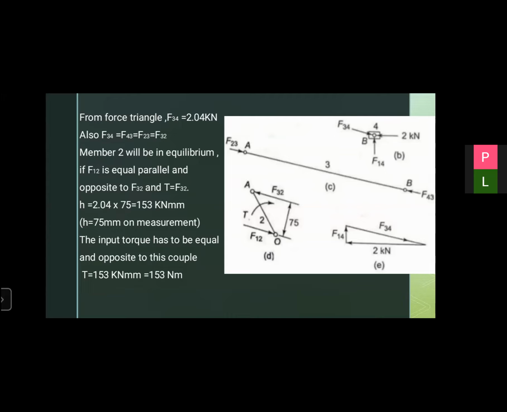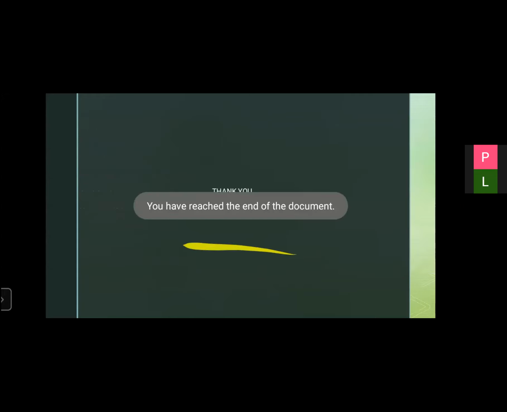We know that the formula of torque is force into distance. So we know that F12 is equal to 2.04 and h is equal to 75 millimeter. When you multiply both, we get 153 Newton meter, which is the torque that is required for the link to be in equilibrium. Thank you.